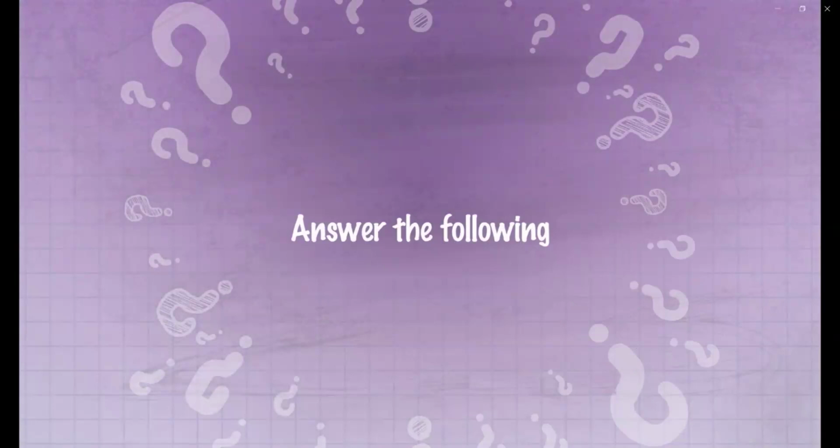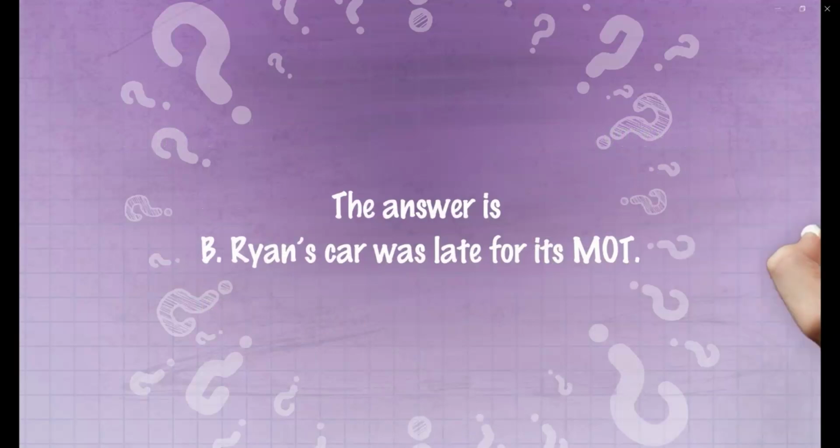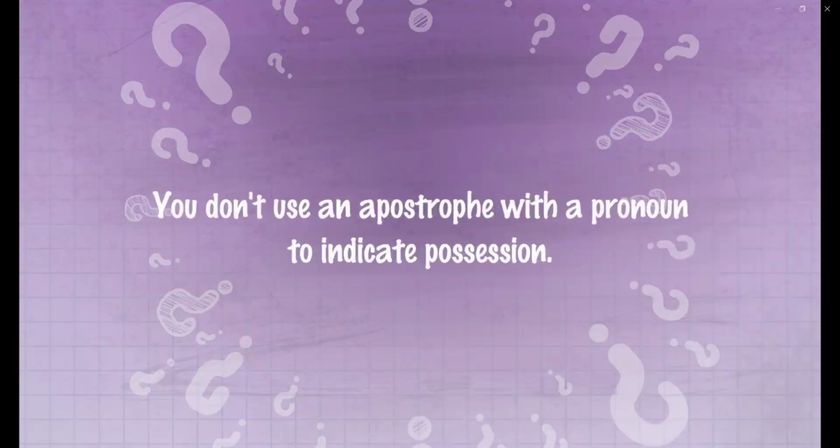Answer the following. Which of these sentences uses pronouns correctly? Make your selection now before I reveal the answer. 3, 2, 1. The answer is B. You don't use an apostrophe with a pronoun to indicate possession.